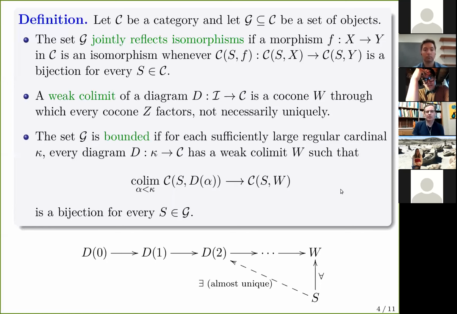Okay. This is particularly subtle because these are weak colimits. So first of all, there's not just a unique weak colimit. There can be many weak colimits. And I'm just saying that there's at least one weak colimit with this property. But it has to be the same one for every object S. Normally, if I was talking about colimits, that wouldn't be a condition because there is only one. But here, I want there to be one that works for every object S.